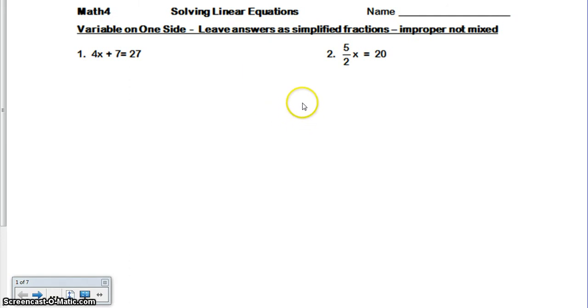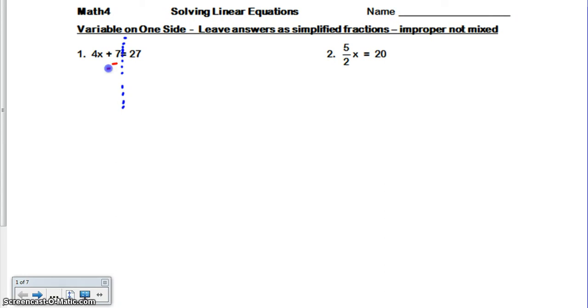All right, in Math 4, our very first lesson that we're going to learn is on solving linear equations. So this should feel like a review from Algebra 1, Geometry, and Algebra 2, so hopefully you can go through this a little quicker. So we're solving an equation, which means we're going to want to bring all of the variables to one side of the equation and all the constants to the opposite.